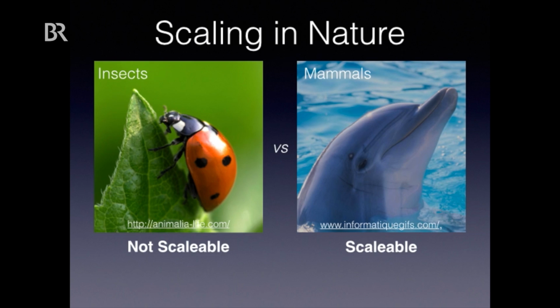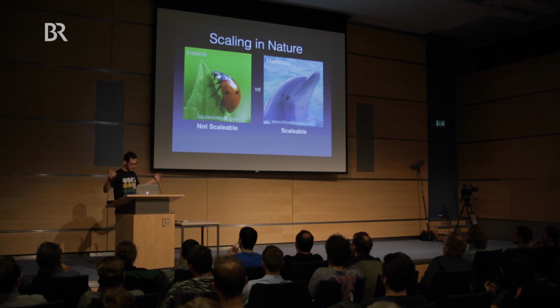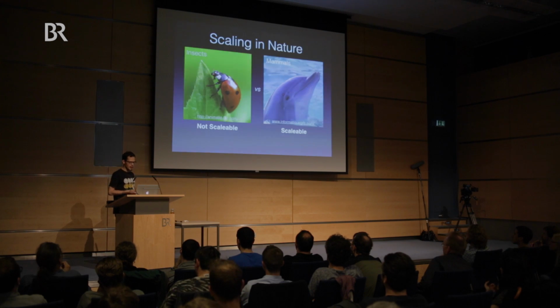On the left-hand side, we have insects, and on the right-hand side, we have mammals. Insects don't scale. If you think about the largest insects that we found on Earth, they are back to the dinosaurs, and I thought it's like half a meter or 80 centimeters, like a flying thing about this size. And mammals, like if you think about big whales, they can get pretty huge. So they seem to scale.